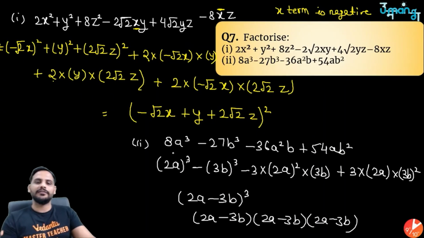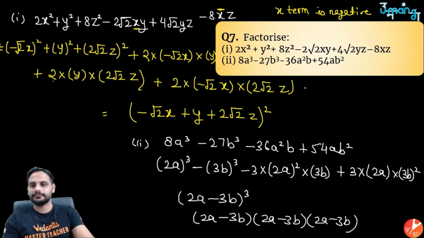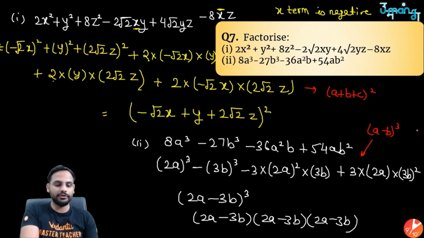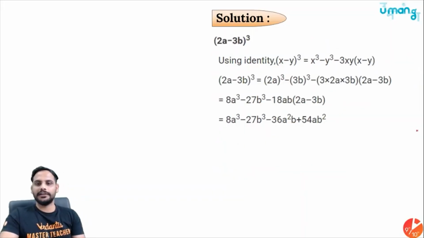So here we have used the identity. In the first case, we have used the identity of a plus b plus c whole square, and here we have used a minus b whole cube. So you need to remember the identities, then only you will be able to get the answer. Got it? So this is all in this part.